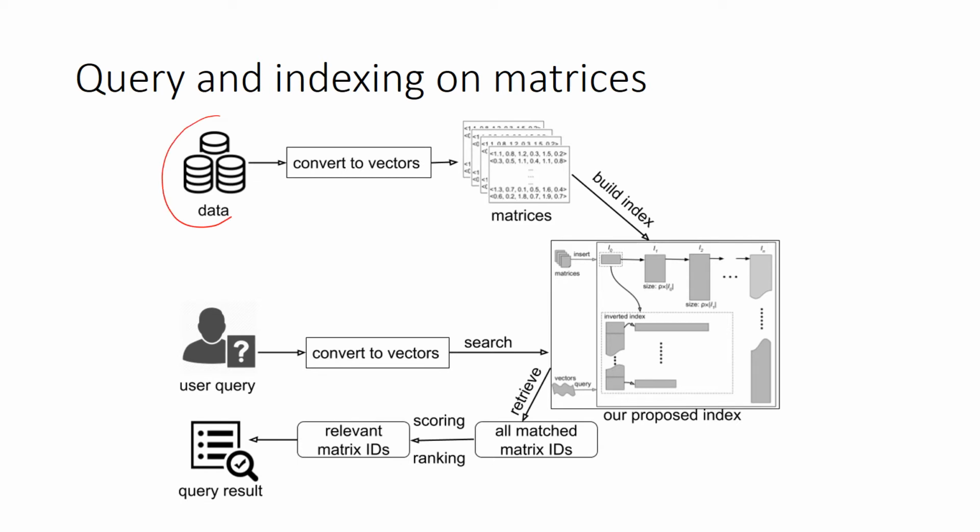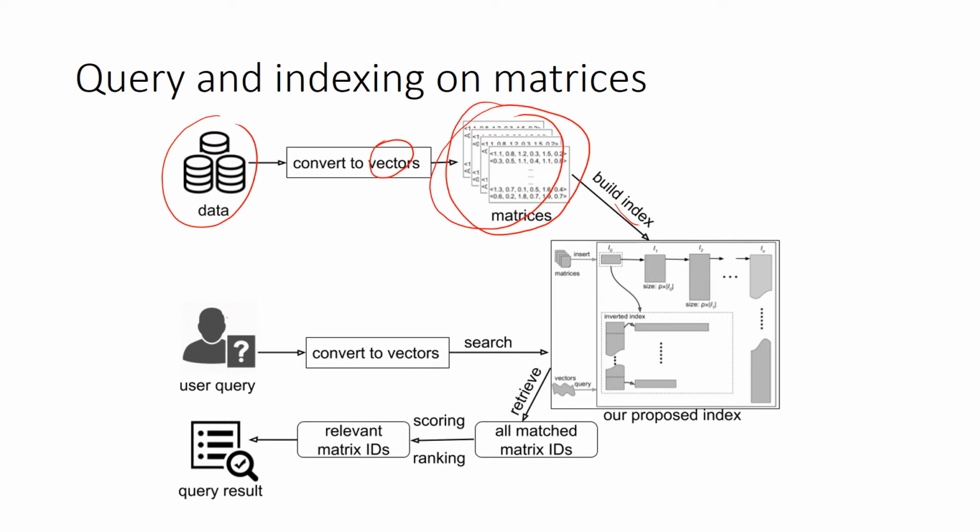When we are given the raw data, we convert the data into vectors, and then each object can be represented by a matrix. That data set will correspond to a set of matrices. And then we build an index for this collection of matrices.